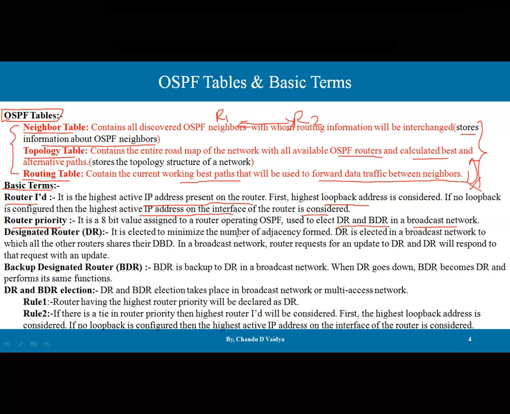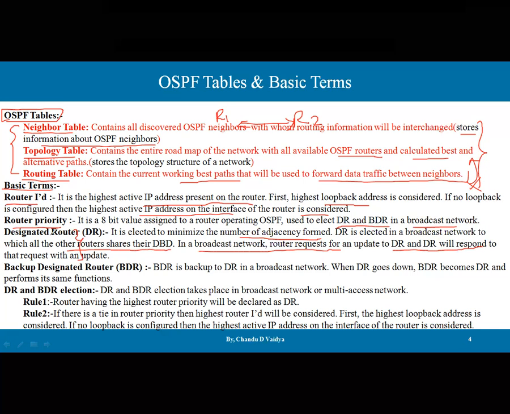It is elected to minimize the number of adjacencies formed, and the DR is elected in the broadcast network, to which all the other routers share their database. In the broadcast network, a router requests updates from the DR, and the DR will respond to that particular request with the update. Here some message packets are available, requesting some missing information and then giving that information. So that task will be handled by this designated router. We can say the designated router is the whole and soul, which sends the complete information to the others.